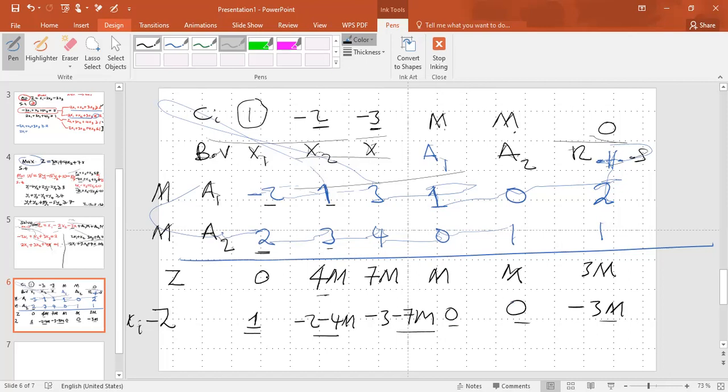Yes. So now you see. In minimization, I made a mistake, I put a negative on the M. It's okay.